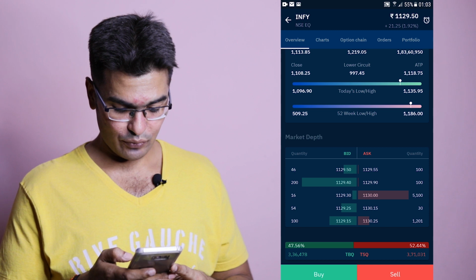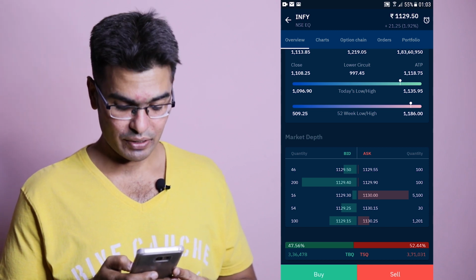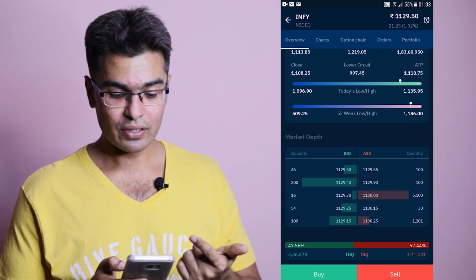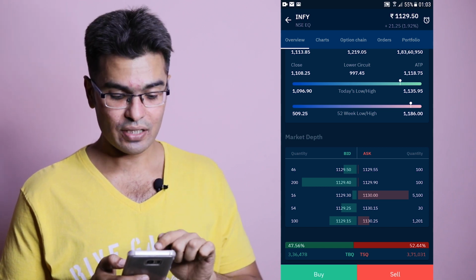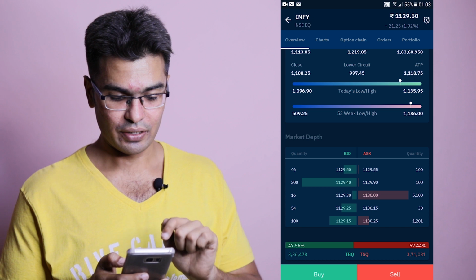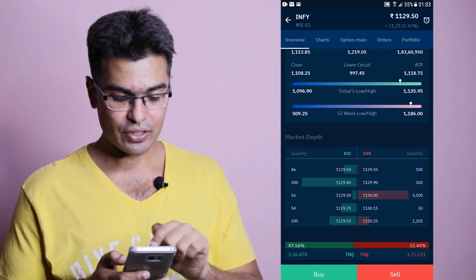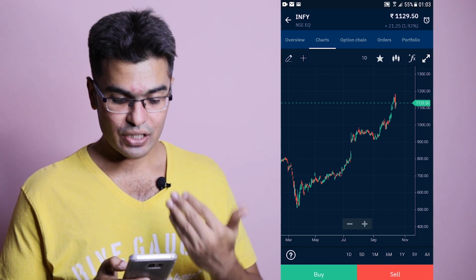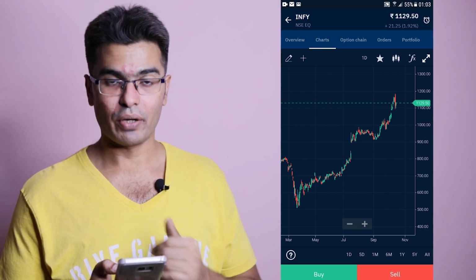Then after that, we have an option for buying and selling. We will be seeing this after some time. Before that, let's move on to the second most important option, that is the chart of this particular company. So at the top you can see that the second option is chart. On clicking on this option, the chart for this particular stock gets opened up.